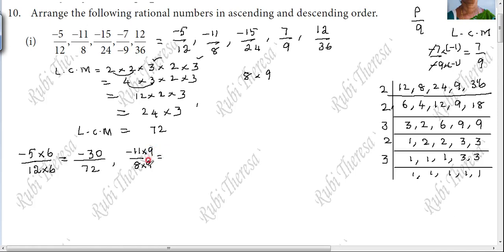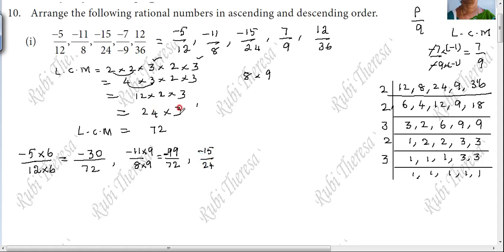Why? Numerator and denominators are multiplied by the same number. So 8 9s are 72. 11 into 9, 99. Minus 99, plus into minus, minus. 11 into 9, 99. Do you follow? So next number. Minus 15 by 24.